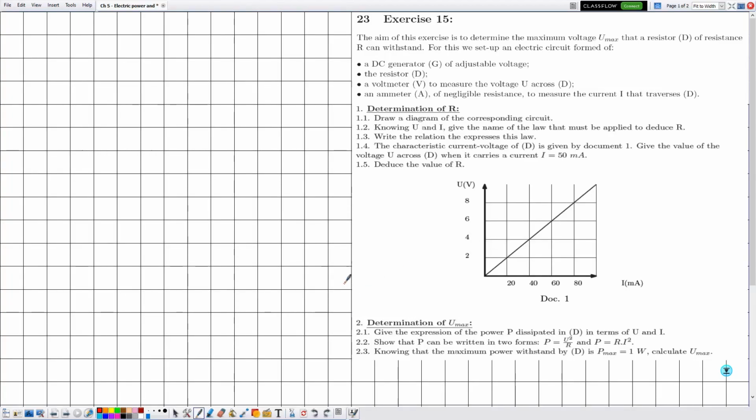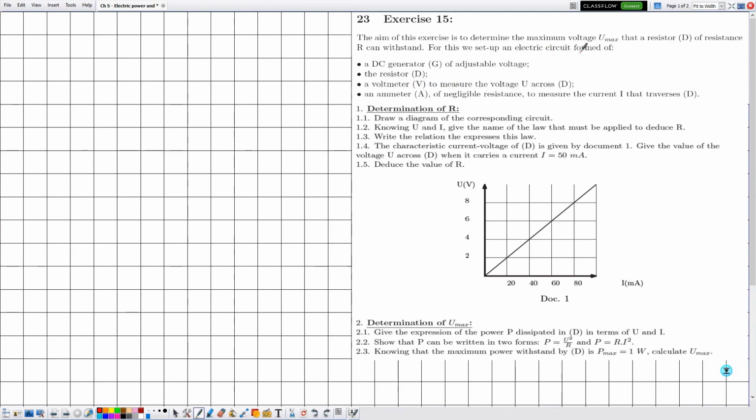So we have reached part 4 of chapter 5, which is the chapter of electric power and energy in the second unit of electricity. Then we have reached exercise number 15, section 23. The aim of this exercise is to determine the maximum voltage Umax that a resistor D of resistance R can withstand. For this, we set up an electric circuit formed of a DC generator of adjustable value.